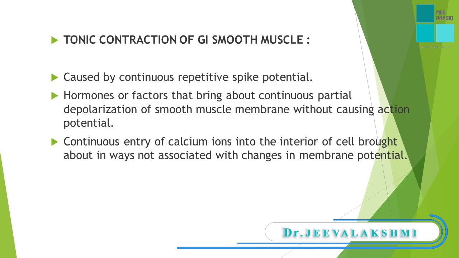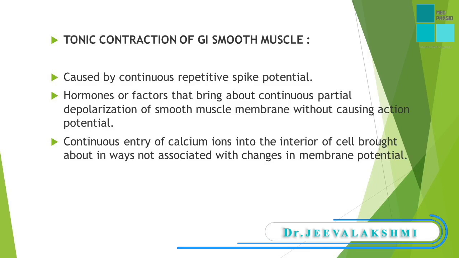Some smooth muscles of the gastrointestinal tract exhibit tonic contraction as well as, or instead of, rhythmic contraction. The tonic contraction is continuous, not associated with the basic electrical rhythm of the slow waves, but often lasting several minutes or even hours. The tonic contraction often increases or decreases in intensity, but it continues. It is sometimes caused by continuous repetitive spike potentials.